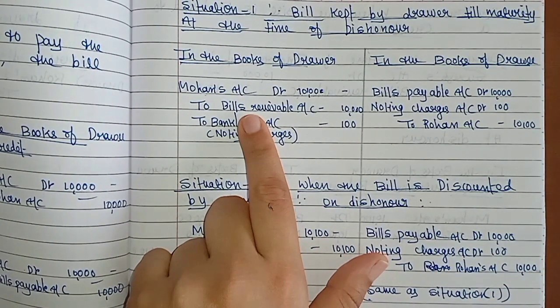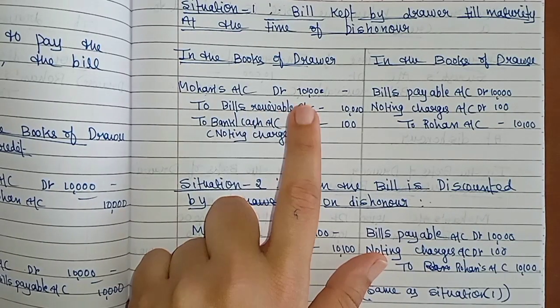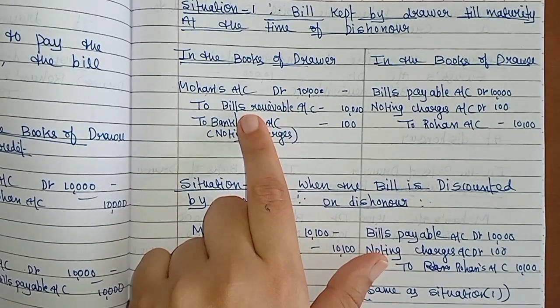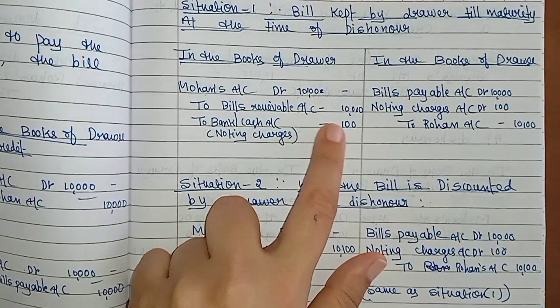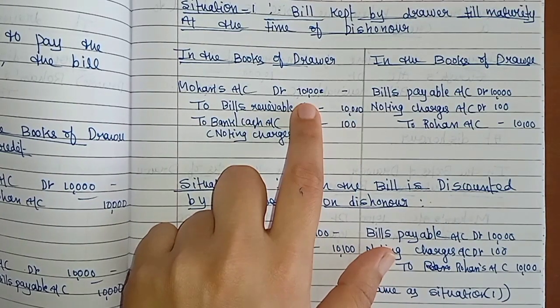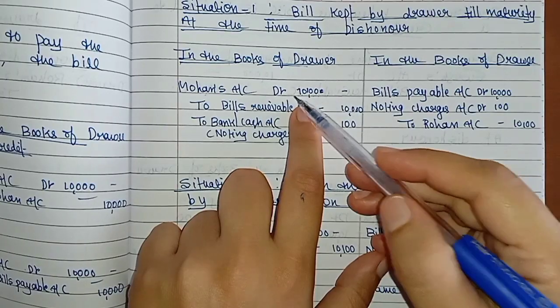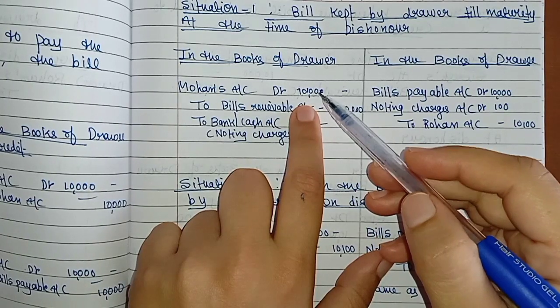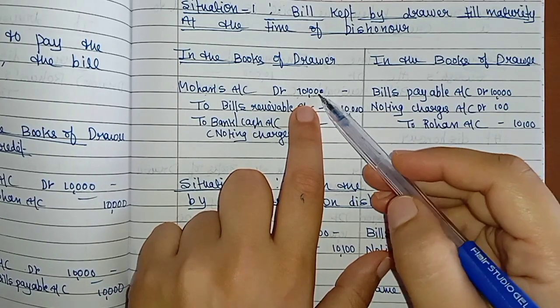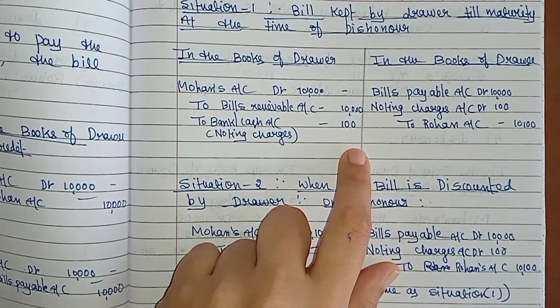Why do we need to cancel the bills receivable account? Because the bill is not going to be paid. So to cancel, we need to credit the bills receivable account, that is rupees 10,000. Totally here Mohan's account is debited, means 10,100 Mohan needs to repay. That is rupees 10,100 including noting charges.